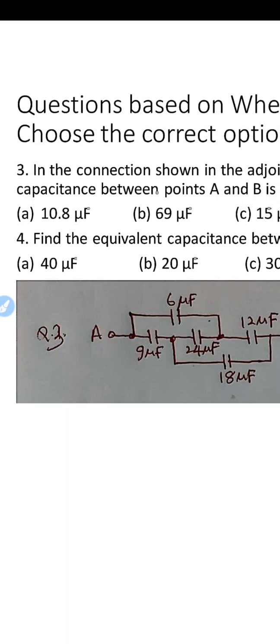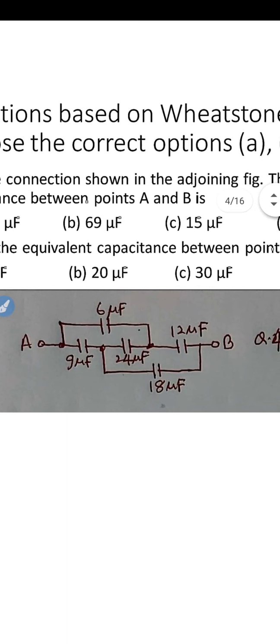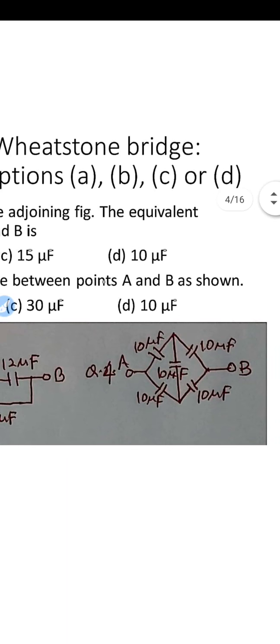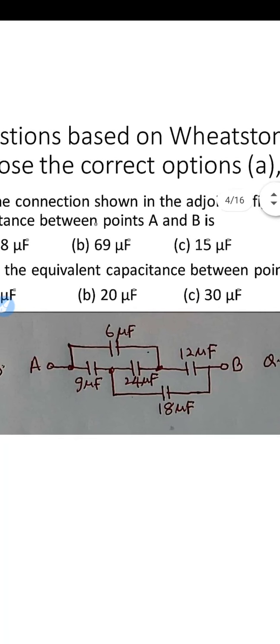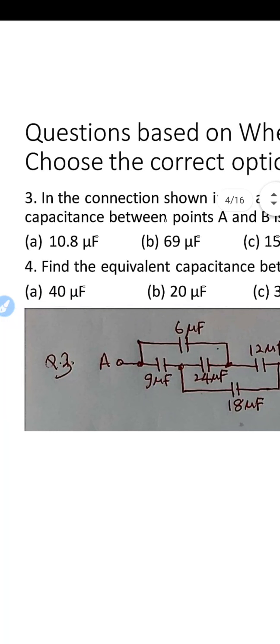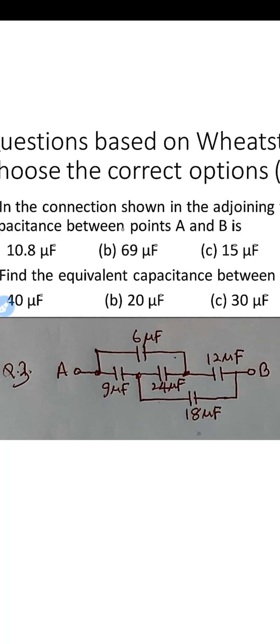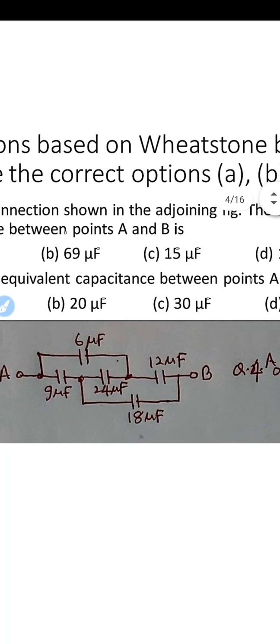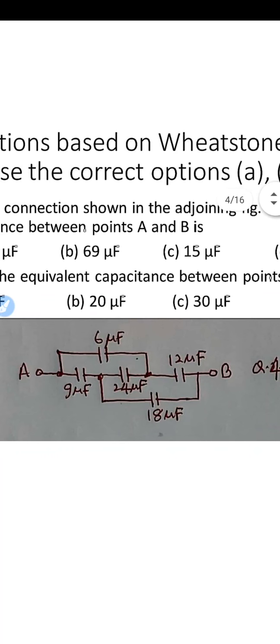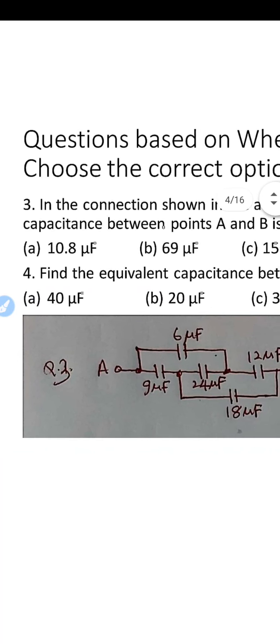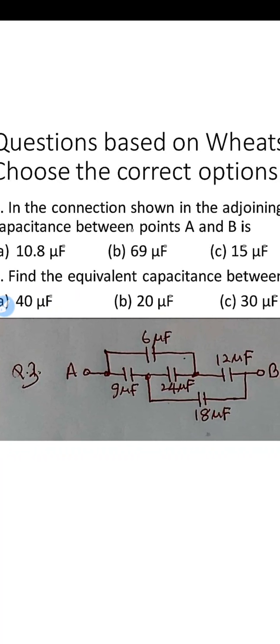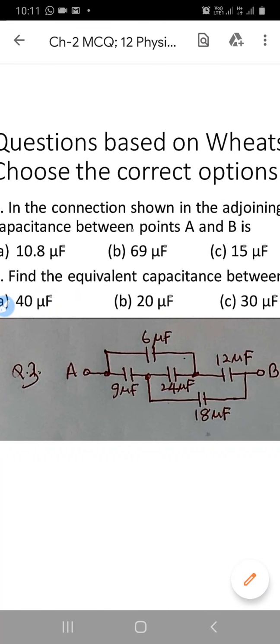Here question number 3 and 4 are based on Wheatstone bridge circuit. In the connection shown in the adjoining figure, the equivalent capacitance between points A and B is? Option A 10.8, option B 69, option C 15 microfarad, option D 10 microfarad. So for question 3, the circuit is here. You see here.